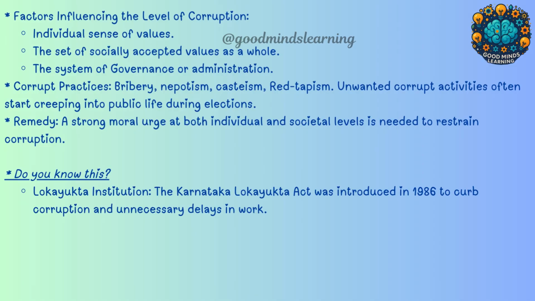Factors influencing the level of corruption. Individual sense of values. The set of socially accepted values as a whole. The system of governance or administration. Corrupt practices, bribery, nepotism, casteism, red tapeism. Unwanted corrupt activities often start creeping into public life during elections. Remedy. A strong moral urge at both individual and societal levels is needed to restrain corruption.